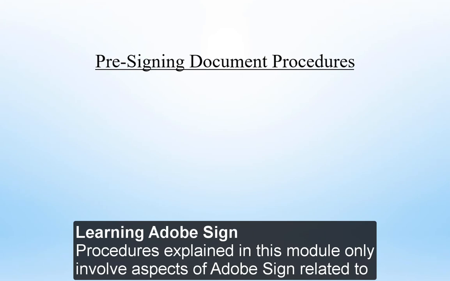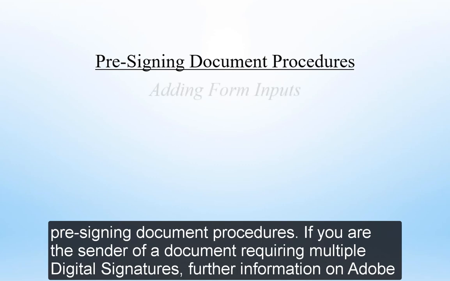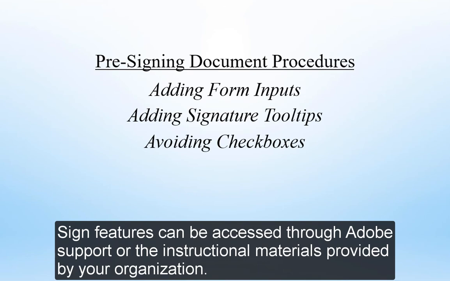Learning Adobe Sign. Procedures explained in this module only involve aspects of Adobe Sign related to accessibility. In other words, as agreements are locked during their signing process, the sole focus for maintaining compliance will be on the pre-signing document procedures. If you are the sender of a document requiring multiple digital signatures, further information on Adobe Sign features can be accessed through Adobe support or the instructional materials provided by your organization.